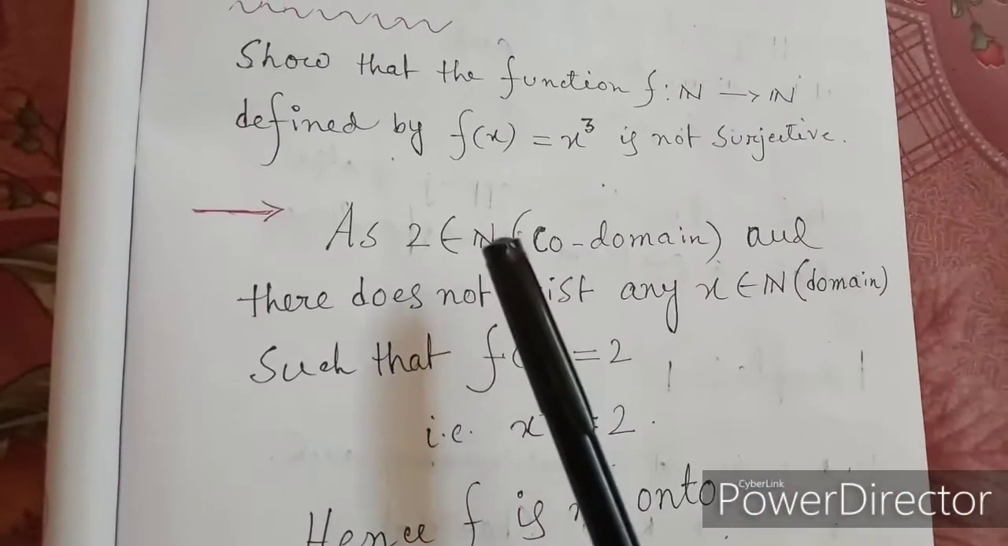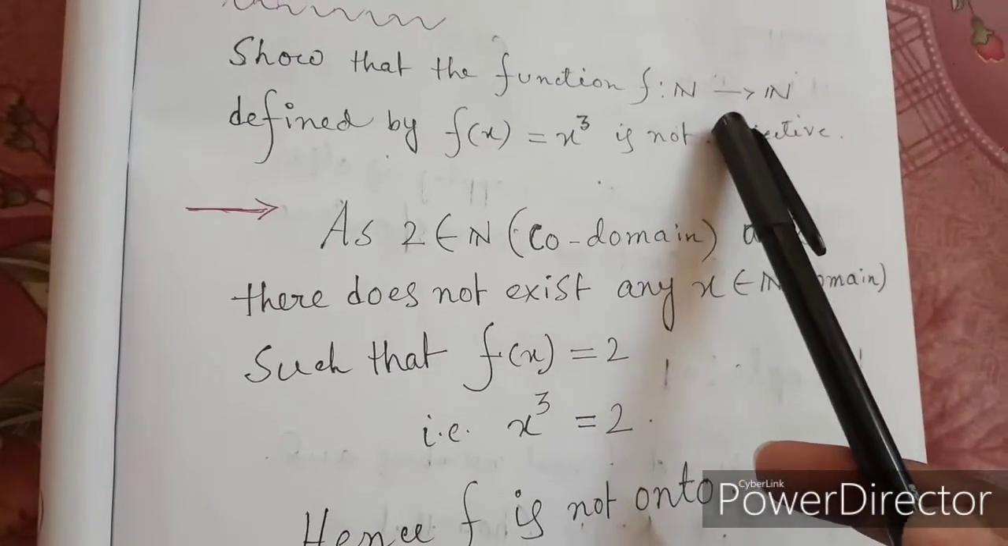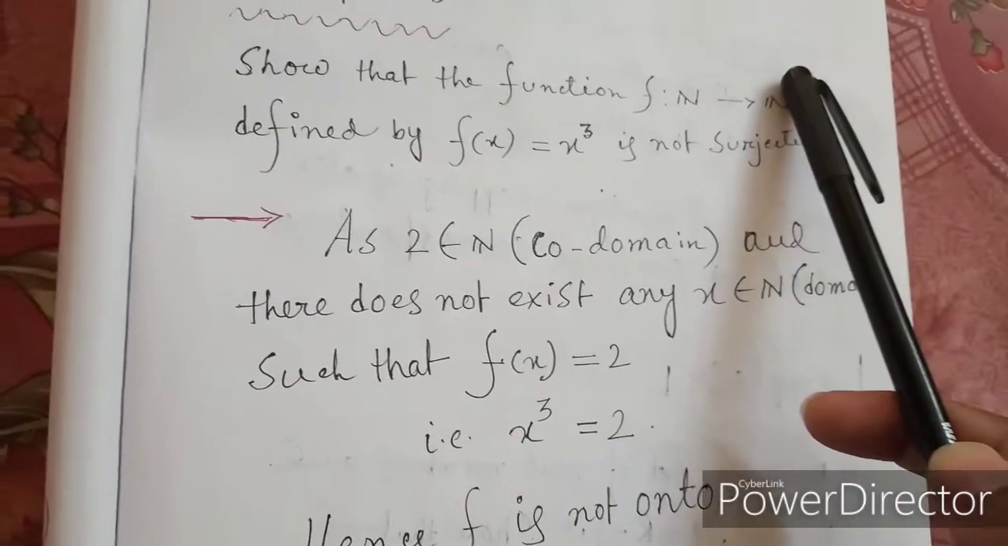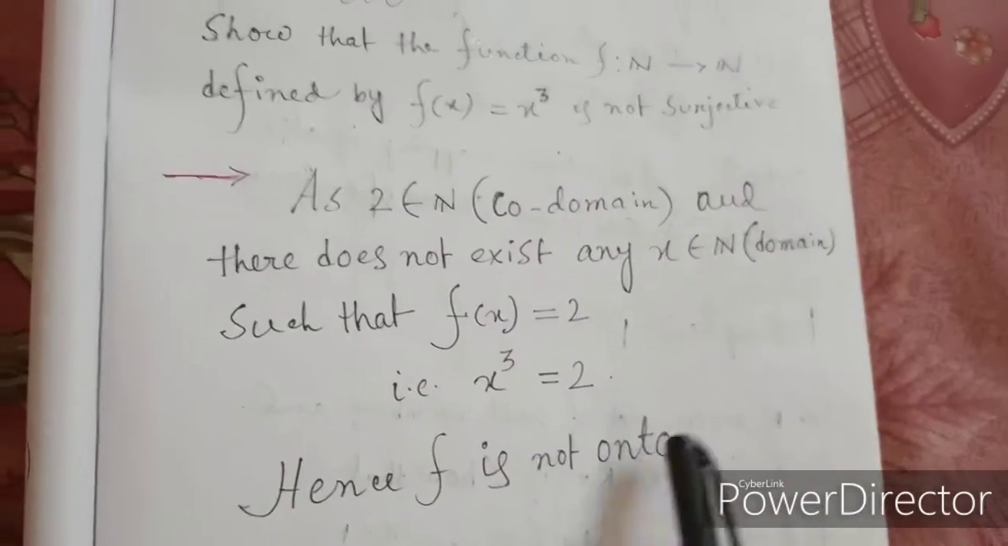Got it? That means, again repeating, you cannot find any element in the domain whose cube is 2, and that 2 belongs to the codomain. Sure? That's why the function is not an onto function or surjective function.